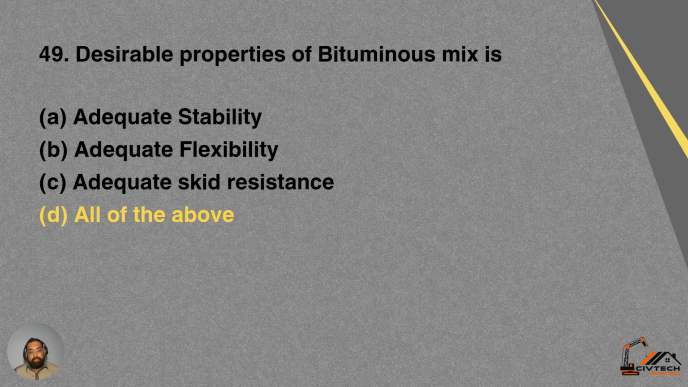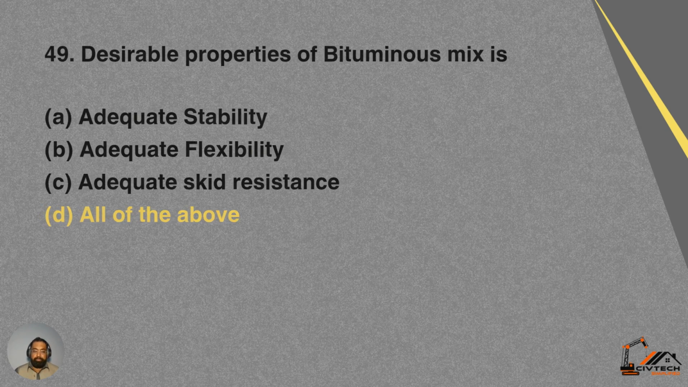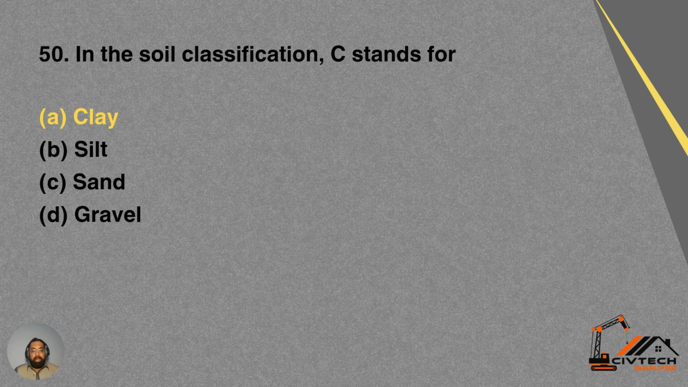Question 49. Desirable properties of bituminous mix is. What should be the property of bituminous mix? Option A, adequate stability. Option B, adequate flexibility. Option C, adequate skid resistance. Option D, all of the above. So properties of the bitumen mix should be adequate stability, it should be stable, it should be flexible, and it should avoid or reduce the skidding effects. So all these properties are correct, therefore option D, which is all of the above, is the correct option for this question.